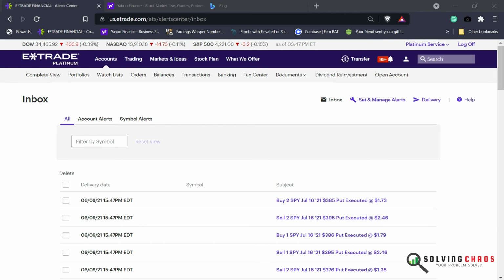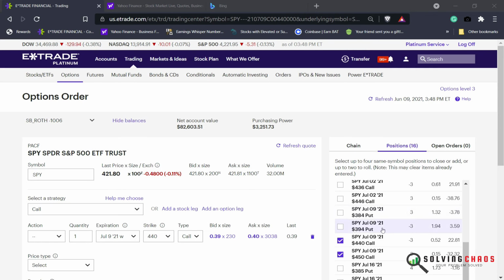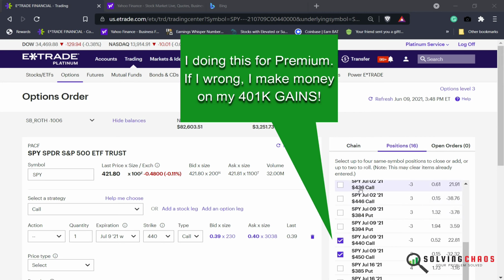Let's see what we can do next. So the next thing I'm thinking about doing is rolling the call side down. Normally you see I have it at 436. This is at a 440 with a few extra days.